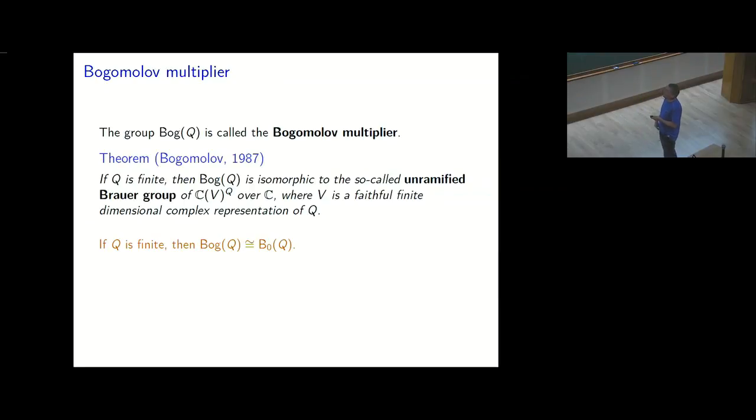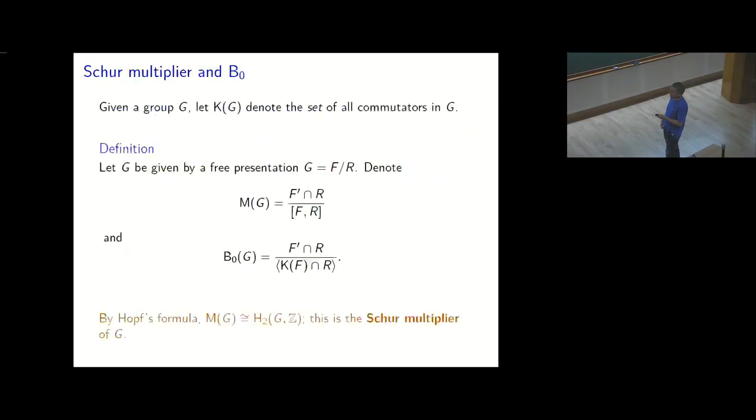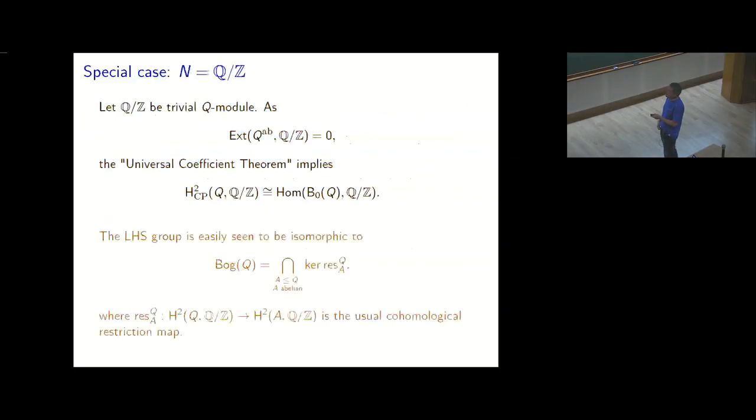So these two groups are isomorphic, right? It's just that maybe this B naught of G, let's go back, B naught of G has a really nice formula in terms of presentations of groups. And I'll come back to this later.